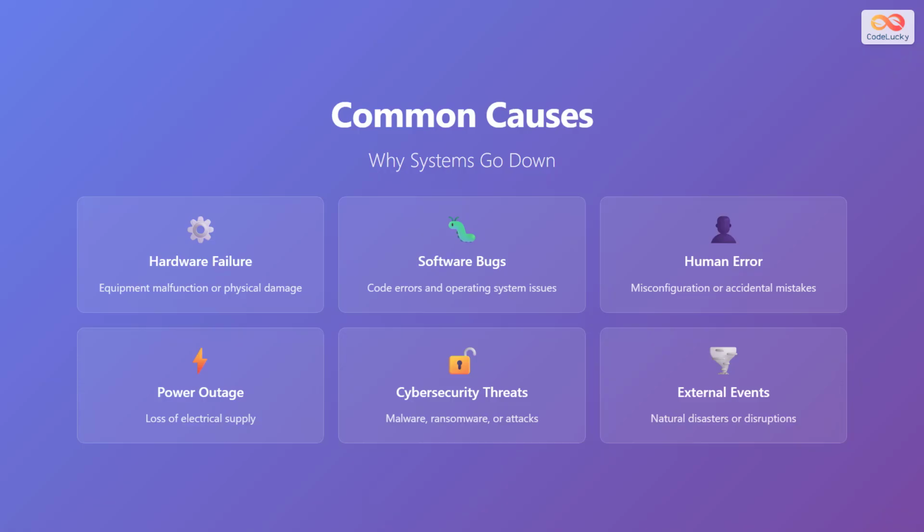Power outages cut off electricity needed to run servers. Cybersecurity threats like malware and ransomware attacks can disable systems. External events, such as natural disasters, can also cause systems to go offline.